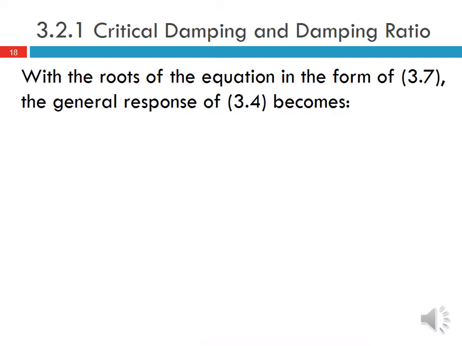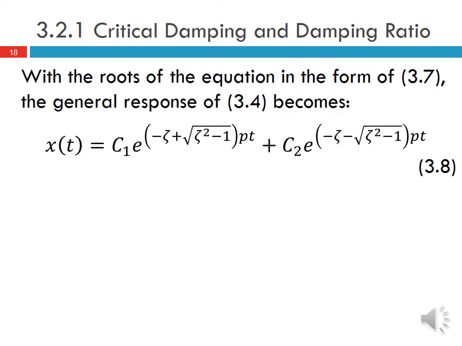So with the roots of the equation in this form, the general response becomes this expression here. Again, the general response was the linear combination of the two roots. We had c1 e to the s1 t plus c2 e to the s2 t, and so now we're plugging in our s1 and our s2. So this applies as long as zeta is not equal to 1.